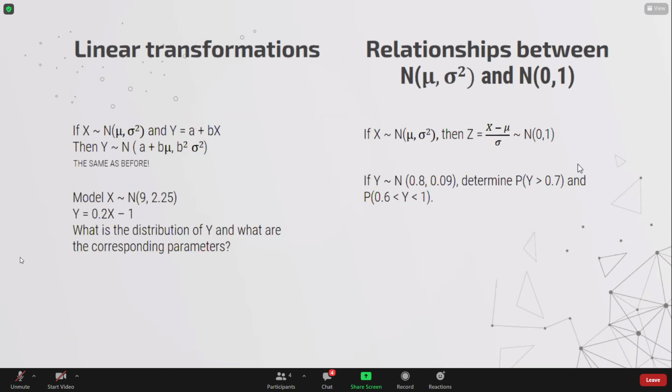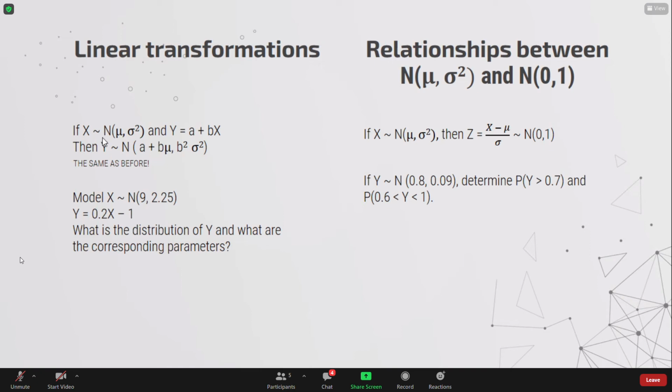And now we're having again linear transformations, but this time with normal distribution. One person just rejoined. I hope everyone can hear and see what I'm showing. So okay, I will continue.